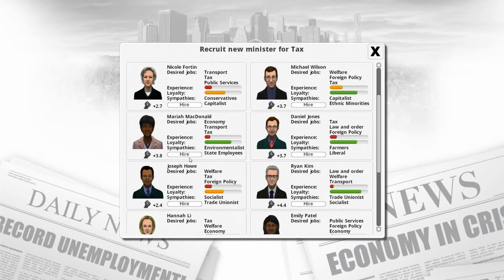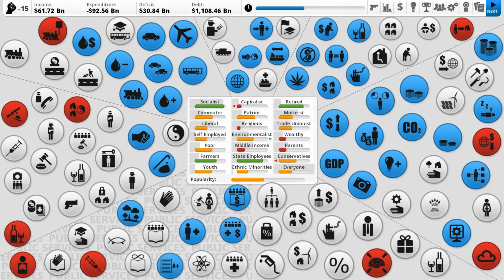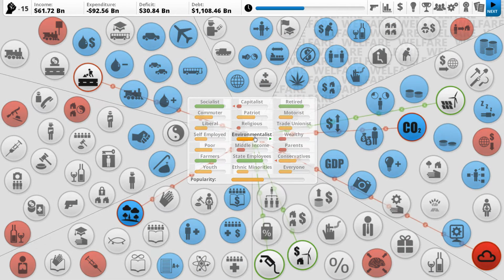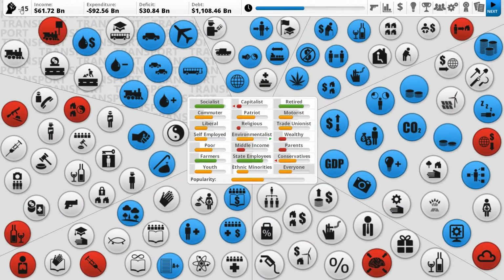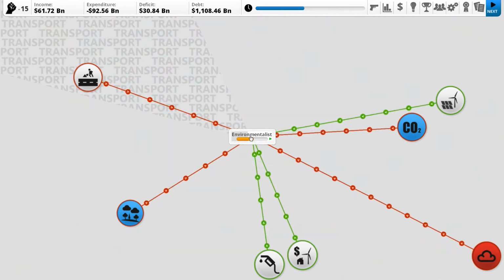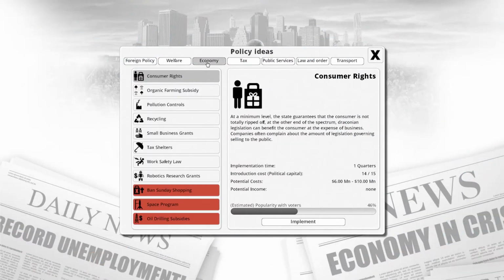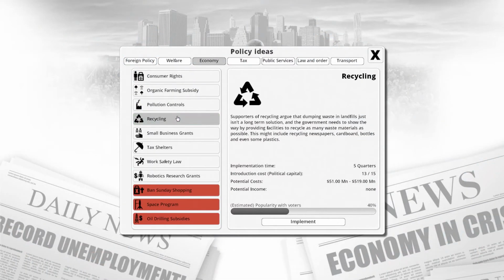Environmentalists, and here's another environmentalist one. So now that a lot of my cabinet ministers have sympathies for the environment, and since I'm kind of low on political capital, why not do something for the environmentalists? Let's take a look at our policies here. Recycling. Cheap, environmentally friendly.